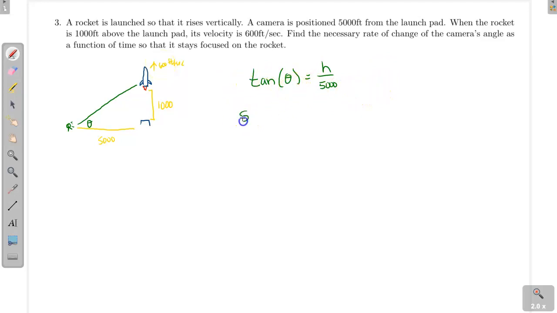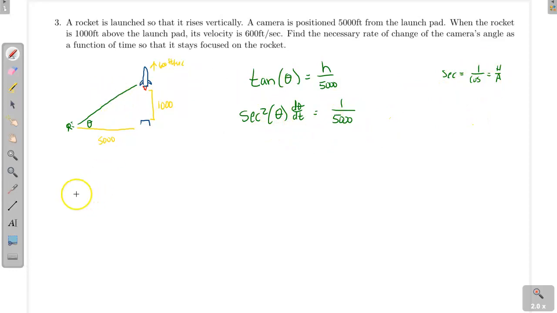All right, so now we can take derivatives. Tangent of theta turns into secant squared theta d theta dt. The derivative of H over 5,000 is just 1 over 5,000, right? Just H turns into 1. All right, so now we plug in what we know. Secant squared of theta. Secant is 1 over cosine. Cosine is CAH, so it's A over H. So we need to figure out H and A for this angle.